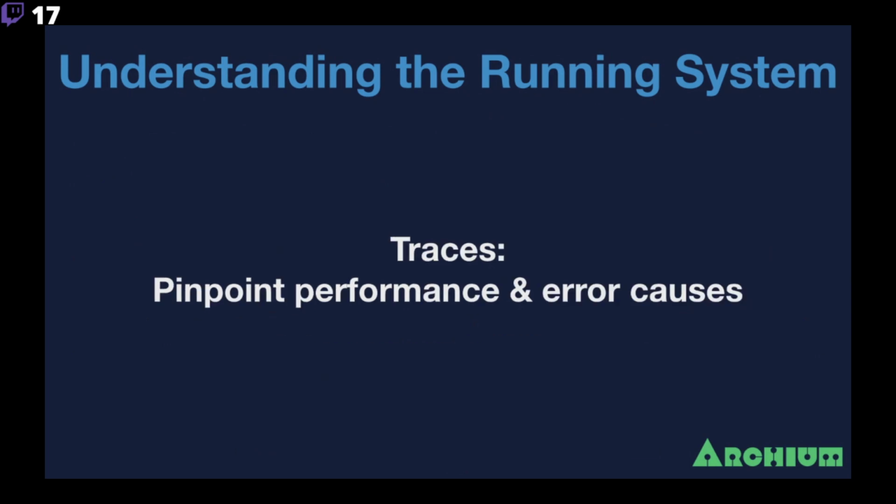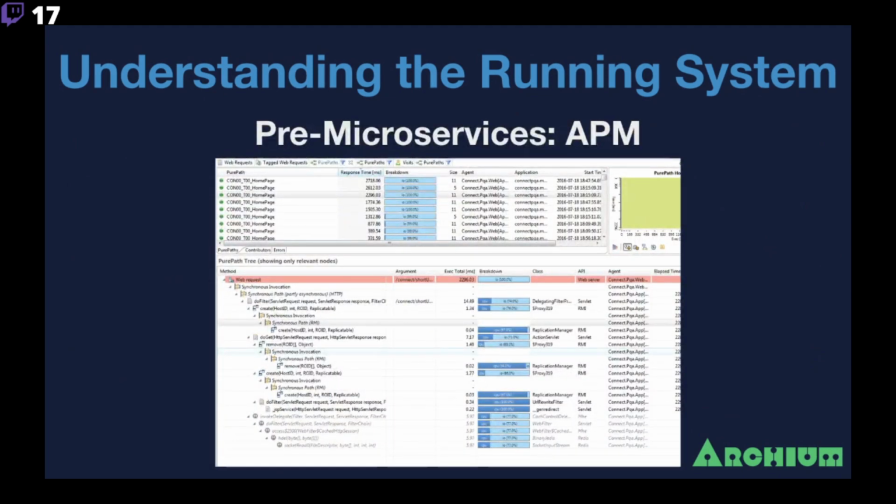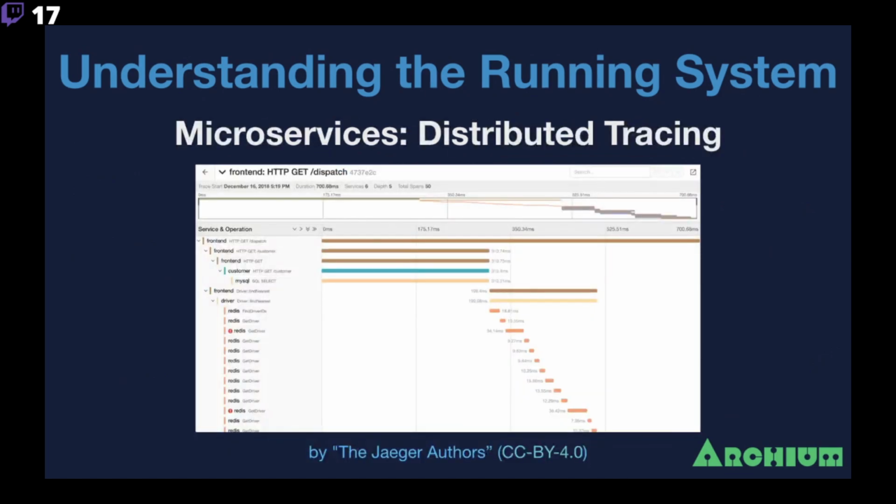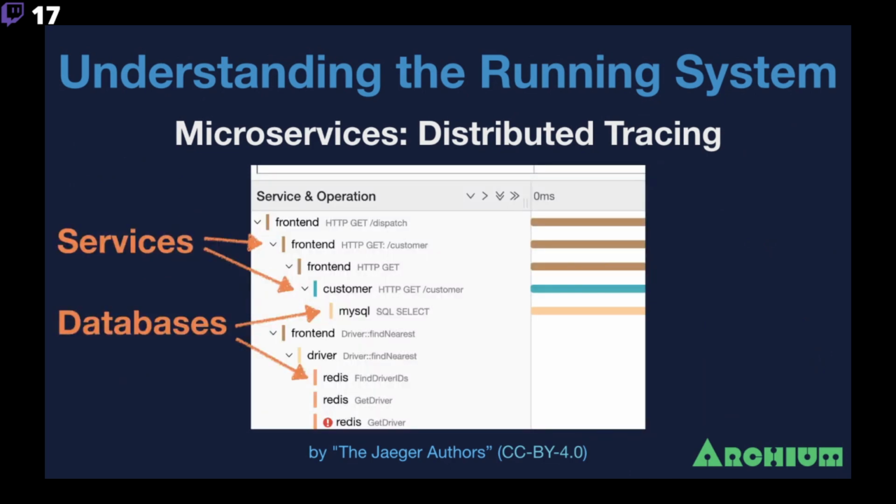When I think of traces, I think about pinpointing performance and error causes. Before microservices, we had this thing called APM, which would measure performance. If we zoomed in on an APM system, what we'd see is method calls between bits of code. We'd be measuring the time spent in each of these methods. When we go to a distributed system, we're not so much interested in the internals of software. We have distributed tracing. When we zoom in on that, what we see is individual services talking to each other. So we're looking at how much time is spent in each service, and we can also measure how much time we're spending going out to other remote things as well.